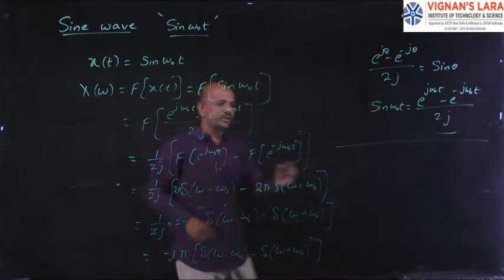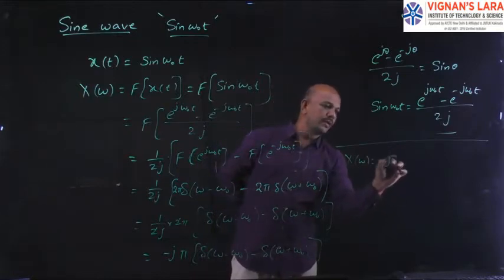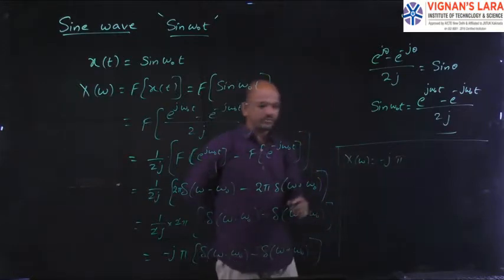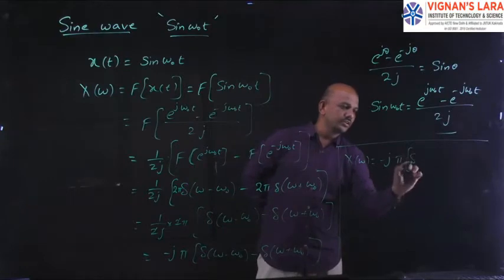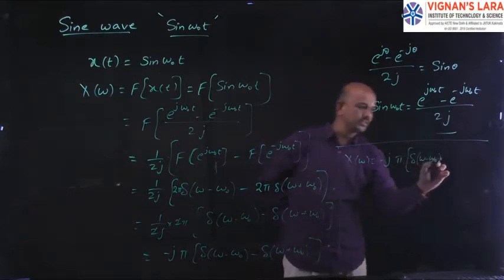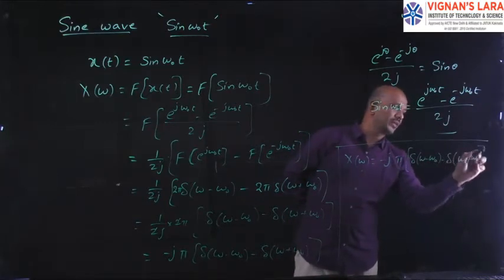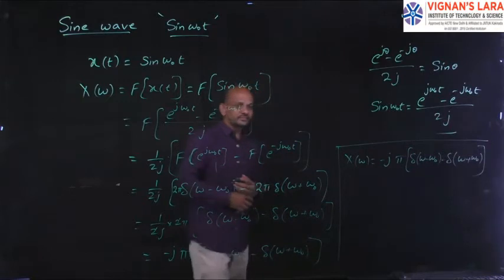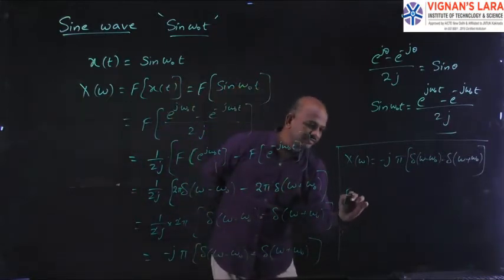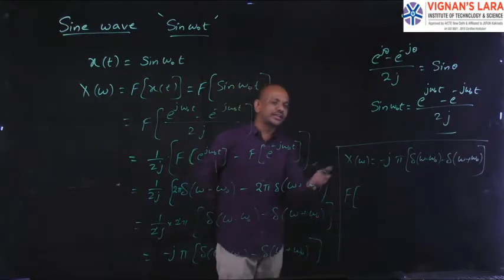So finally, how can you write? X of omega equal to minus j pi into del of omega minus omega naught minus del of omega plus omega naught. Or simply, you can write it like this: no need to write FT of, you can directly write F of.